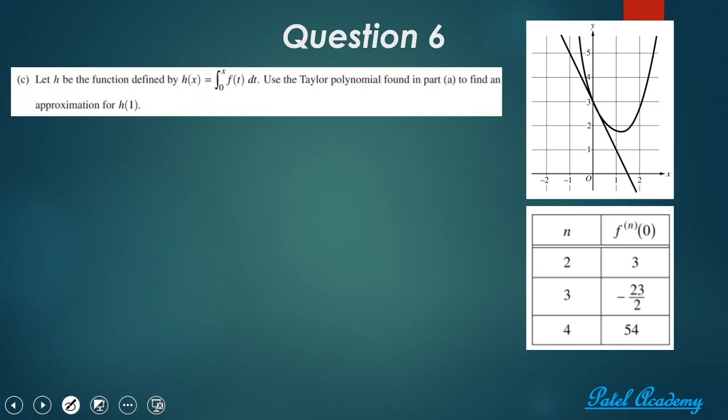Part C is, I believe, the second last one. It says, let h be the function defined by h at x equals the integral from 0 to x of f at t dt. Use the Taylor polynomial to find an approximation for h at 1. All right. So let's think about this. What was our f at x? Well, it was 3 minus 2x plus 3 over 2x squared minus 23 over 12x cubed, I believe. Let me just go back and check.